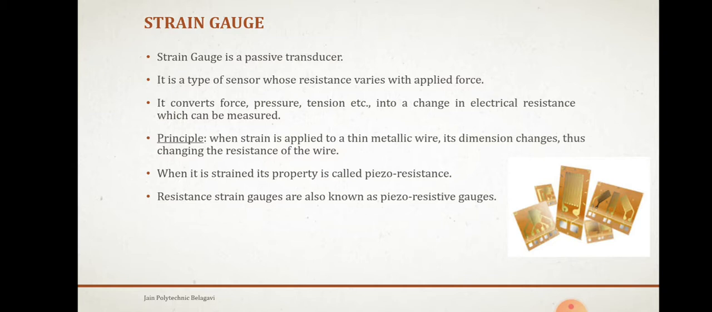Okay. So what principle does it use? When strain is applied to a thin metallic wire, its dimension changes, thus changing the resistance of the wire. When it is strained, this property is called piezoresistance. So resistance strain gauges are also known as piezoresistive gauges. The strain gauge is used as the fundamental sensing element for many types of sensors, including pressure sensors, load cells, torque sensors, position sensors, etc. You can see examples in the figure of how strain gauges look.